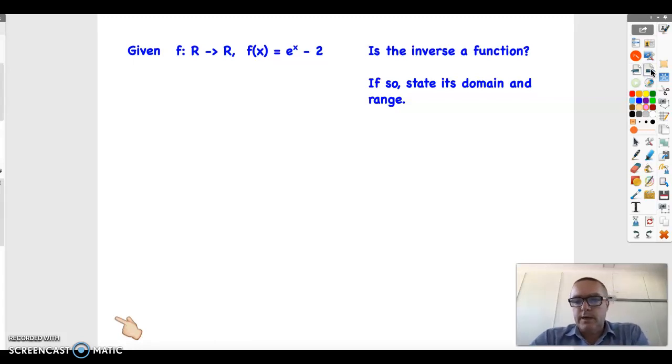I'm going to give you a moment to have a look at this function, this question, and I want you to ask yourself, is the inverse a function? And if it is, can you state its domain and range? You can pause the video.